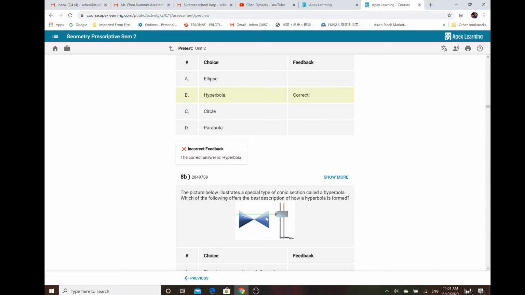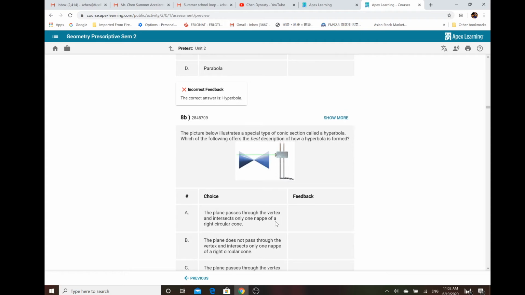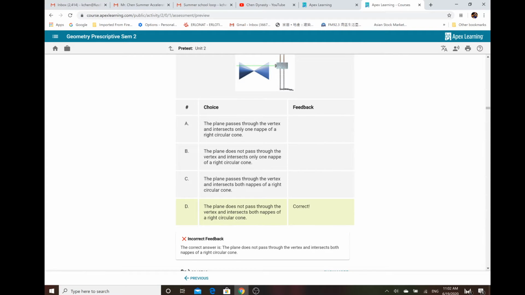So here's the example. If the light beam cuts the nappe like this, the cross-section area is going to show the symmetrical parabola, and the symmetrical parabola is called the hyperbola. We'll talk about that in just a sec. This one, the plane does not pass through the vertex. The vertex is here, and it intersects both nappes of a right circular cone.